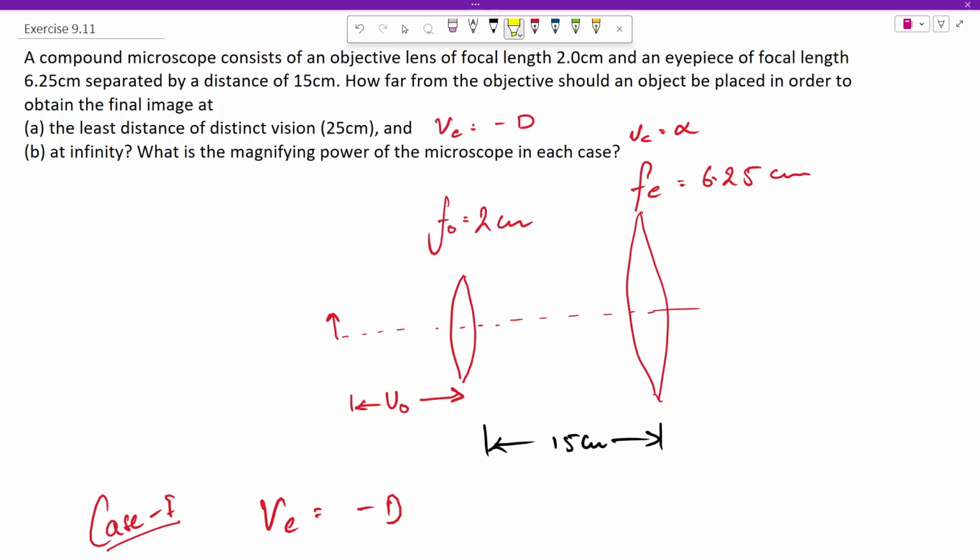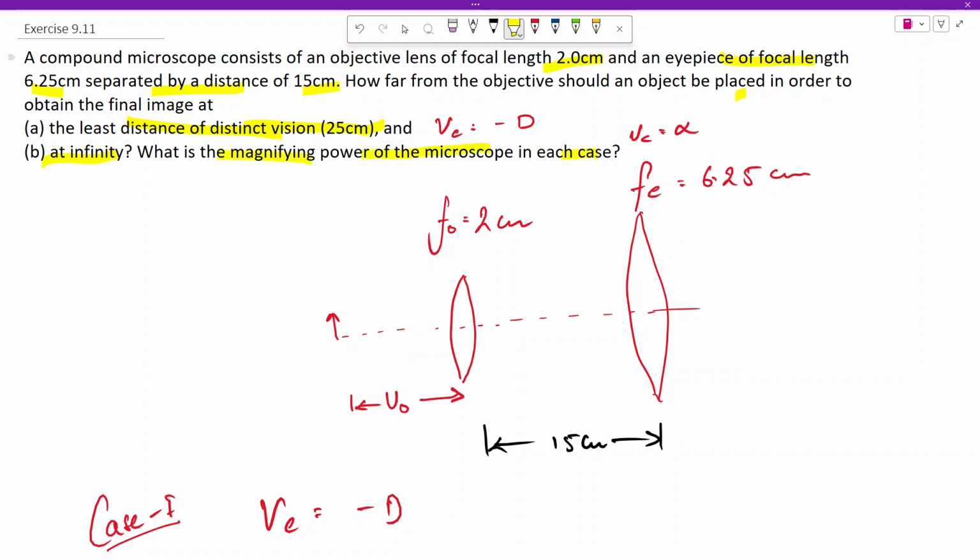The question says that a compound microscope consists of an objective lens of focal length 2 cm and an eyepiece of focal length 6.25 cm separated by a distance of 15 cm. How far from the objective should an object be placed in order to obtain the final image at the least distance of distinct vision, that is 25 cm, and at infinity?